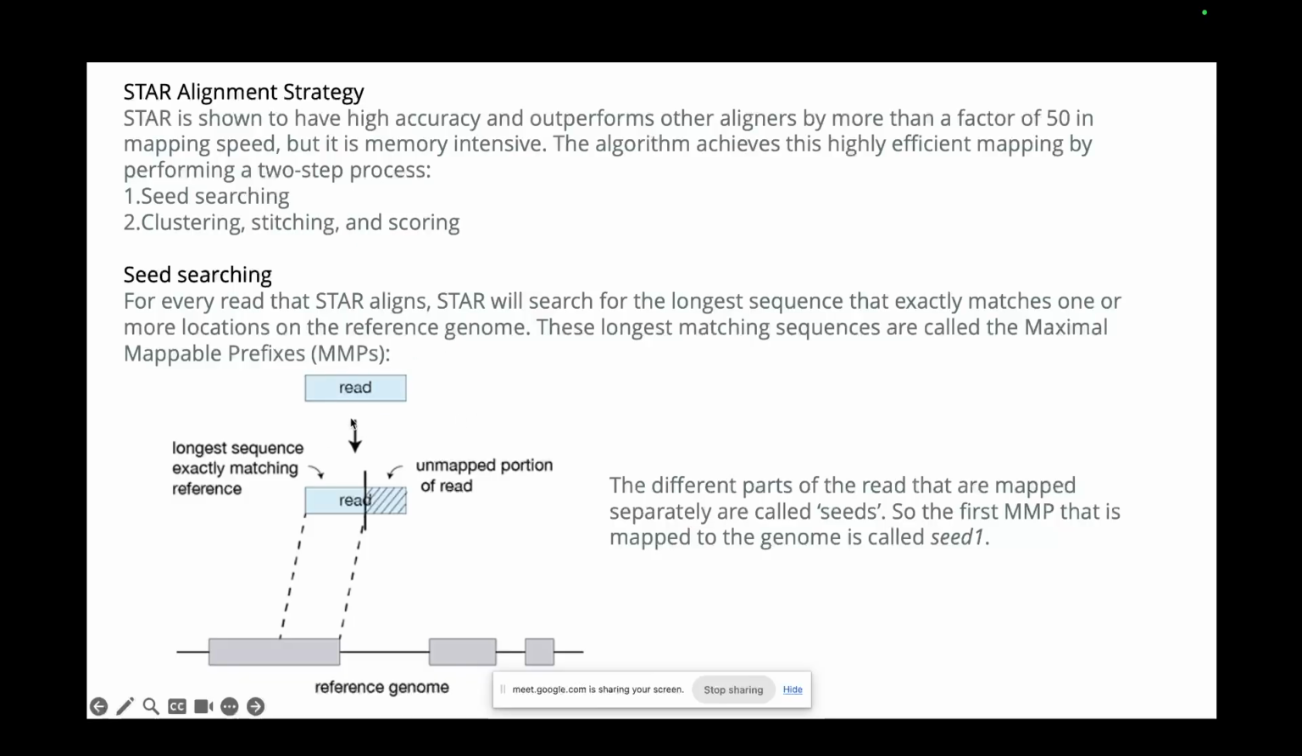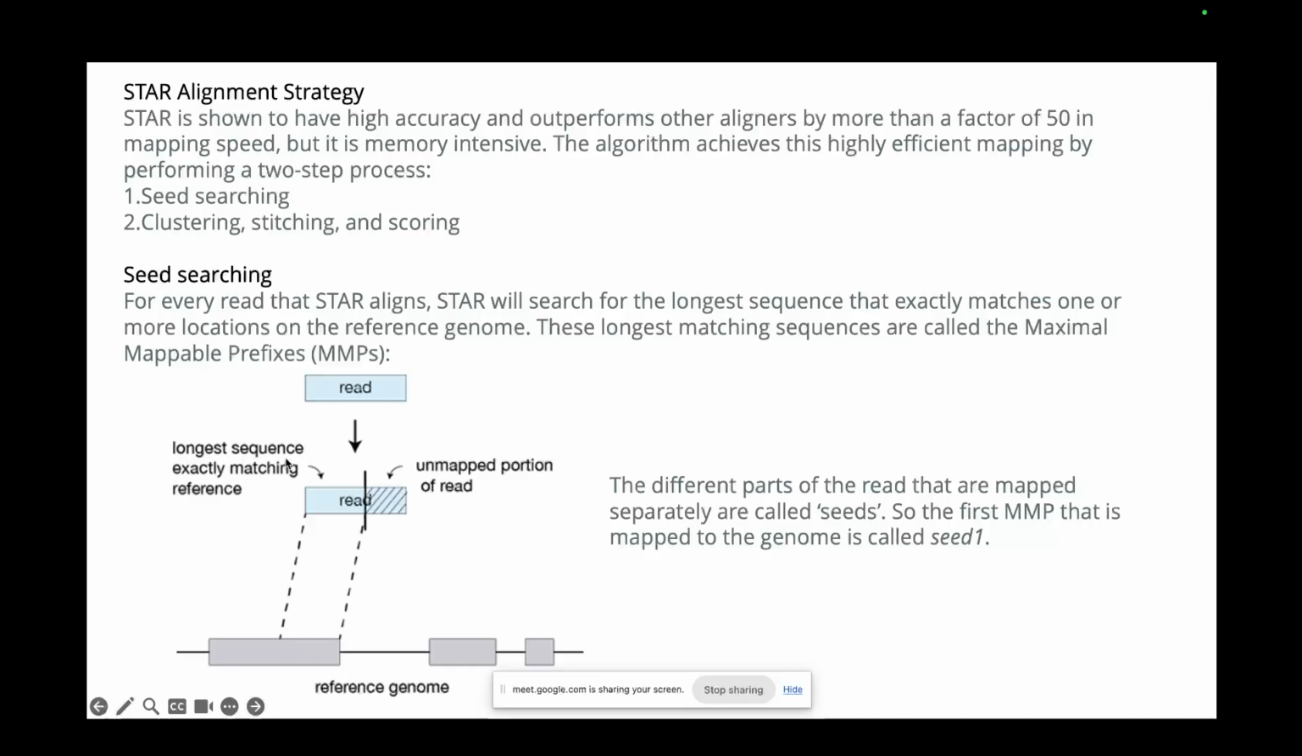So if you have a read, so this is the read. Imagine this is the read which is coming from the mRNA converted to this complementary DNA read, and a portion of that read actually matches to one portion of the reference genome.